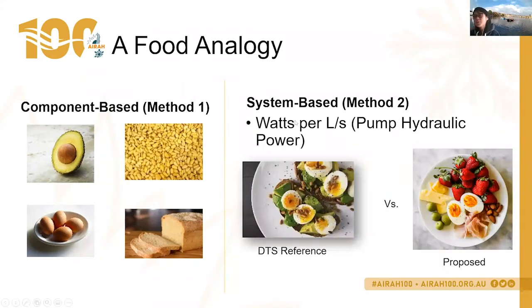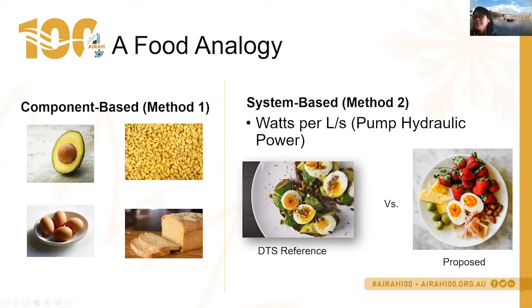However, if you were to apply a system-based approach, which is the second method, you can see here that on the left side of the image, your breakfast showing your eggs, avocado, and toast, you would possibly just be analyzing what the calories in that whole plate would be, rather than trying to look individually at the eggs, avocado, and bread type in itself.